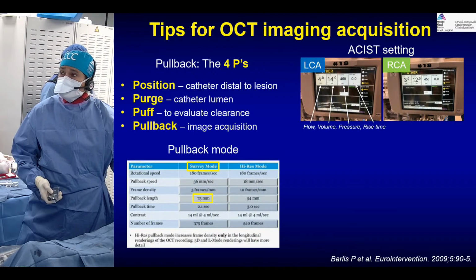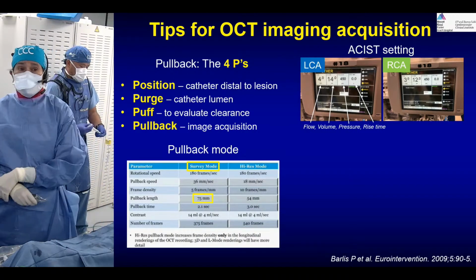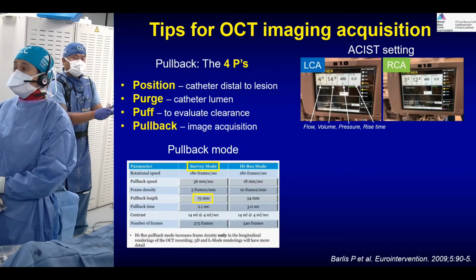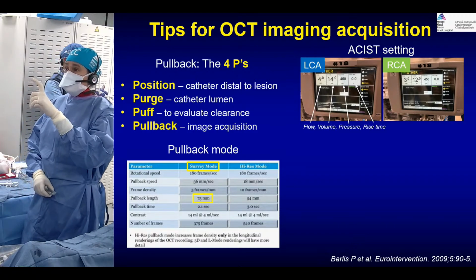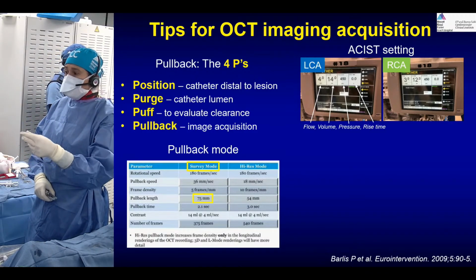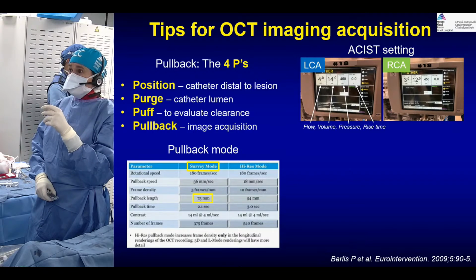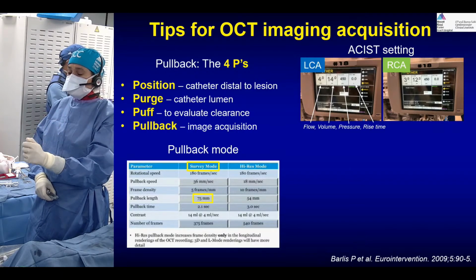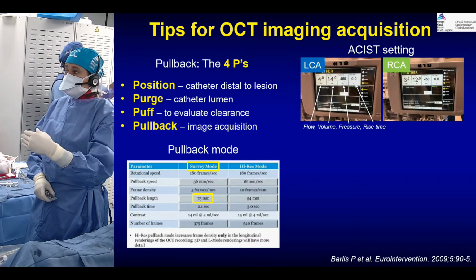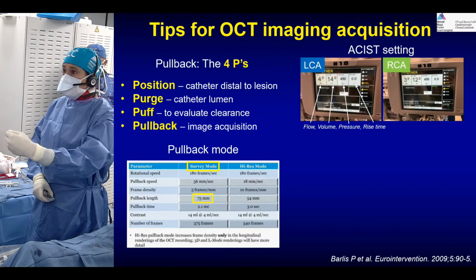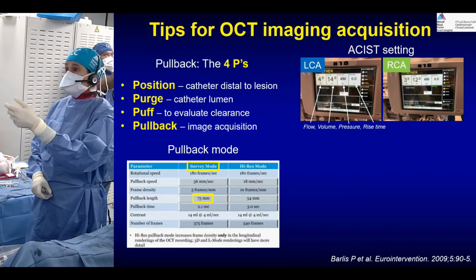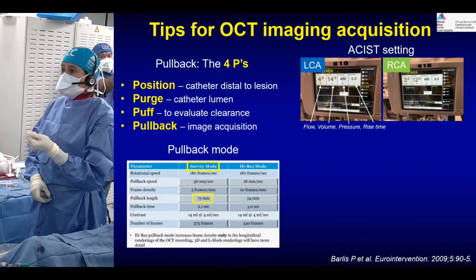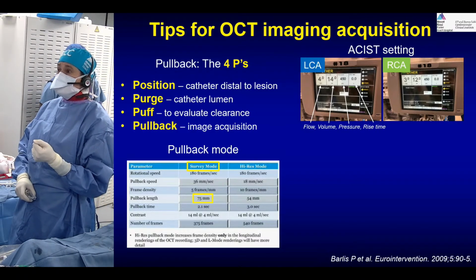So when we are doing the OCT imaging itself, this is a very important point that we are going to talk about. There are 4 P's: you position the catheter across the lesion. Then you purge the lumen, the 3 drops that we did, so you see the lumen. Then we give some dye, that's called puff, so that the entire guide and the coronary artery is cleared with the dye so you can see it very well, and then pullback. That is the time we say image acquisition, and the majority of the time you see the pullback mode.